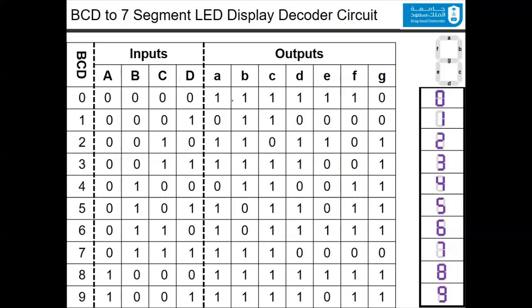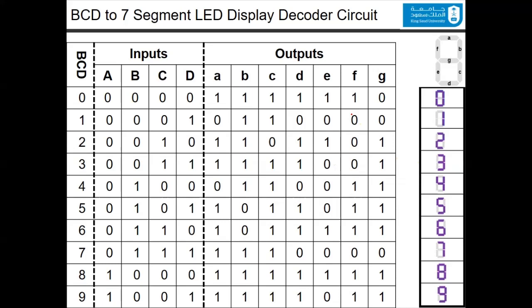This is why we have all of them as 1, except G, which will be 0. If we take another example, for example 3, you would say that I need to light up those LEDs, which correspond to A, B, C, and D. This is why we have 1, 1, 1, 1, and E and F will be 0, 0. G will be 1, and so on. You can fill all the outputs.